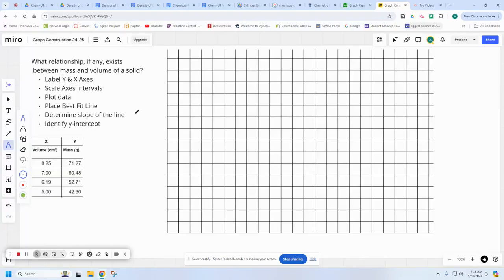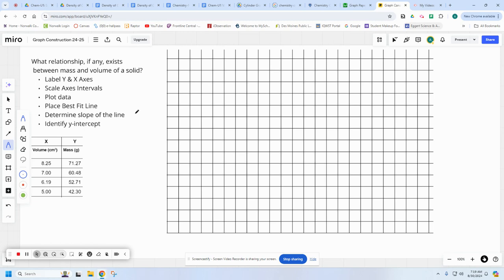Today I'm going to be demonstrating all the essential steps needed to construct a scatter plot using mass and volume data as an example. Students should have an example set of data from their investigation of the density of a cylinder, and your graph paper will look somewhat different than mine based on the number of boxes or intervals that you have compared to mine also.